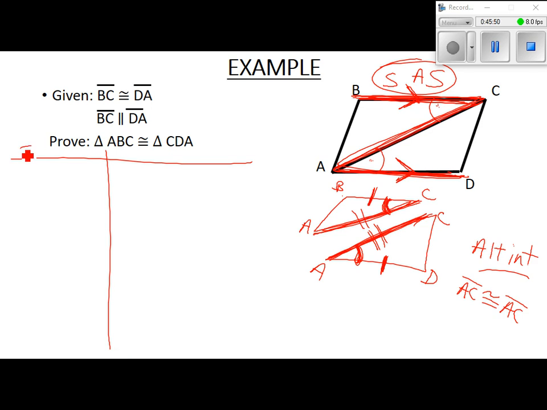What's our first column called again? Statements. Write that down. What's our second column called? Reasons. Our given was, segment BC is congruent to segment DA. How do we know that? It's given. I'll give you a second to get caught up here before we go on. That was a pair of sides, so I'm going to put a little S out there.